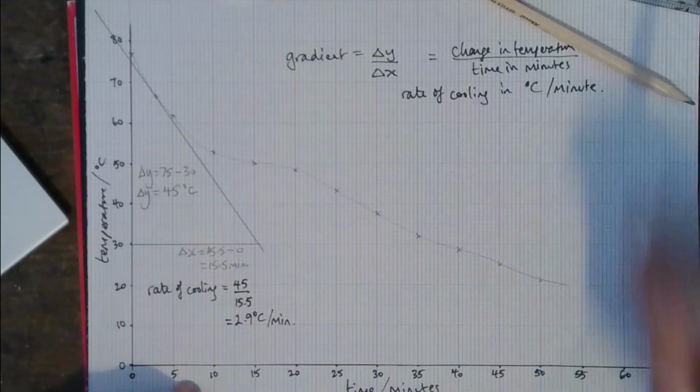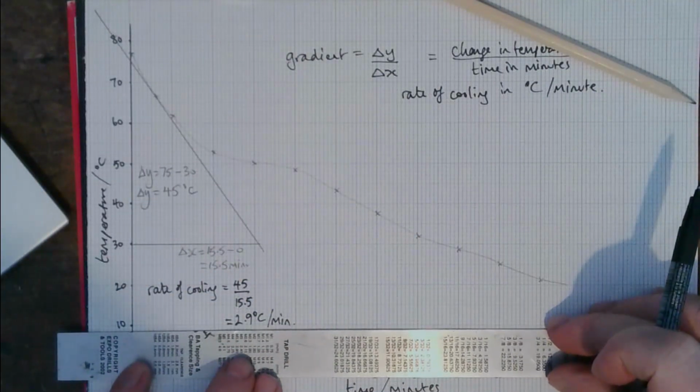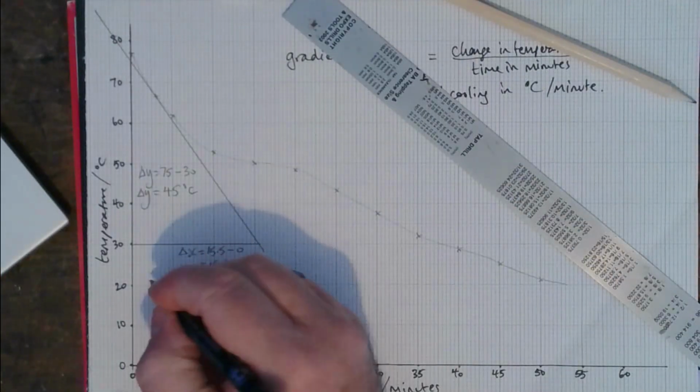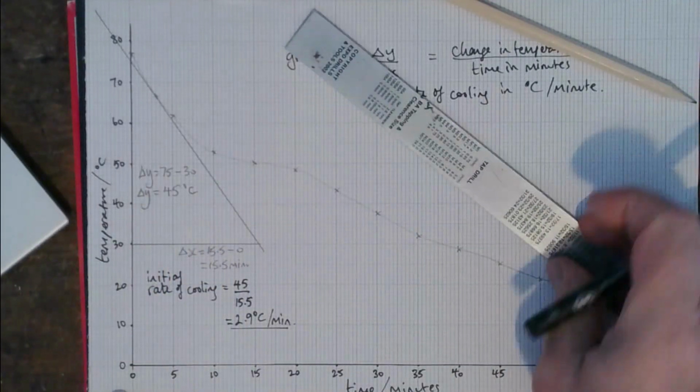Okay, just to make that really clear, obviously you can put this in the text of your report. I'm going to underline my answer. Okay, and I guess I should just call this my initial rate of cooling.